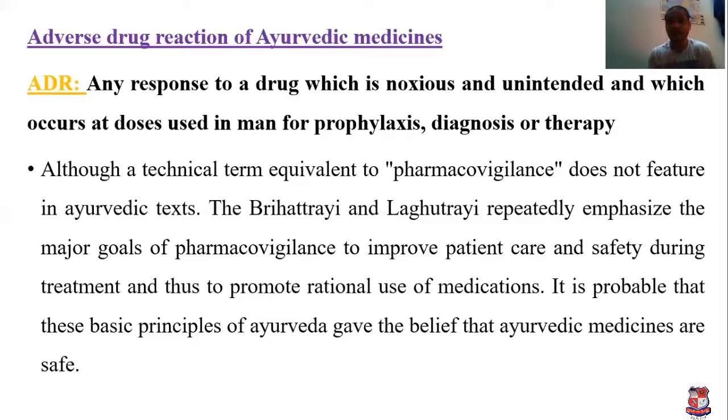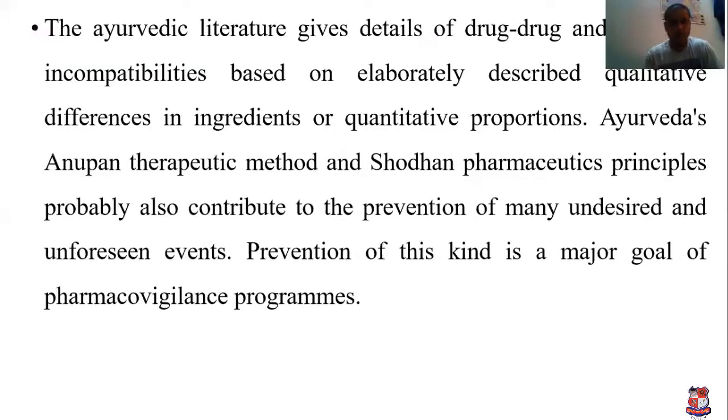Rational use of medicine is very important whenever we are administering any kind of drug to treat our disease conditions. So nowadays it is very important in the case of herbal drugs. The Ayurvedic literature gives details of drug and drug-diet incompatibility based on elaborately described qualitative differences in ingredients or quantitative proportions. Ayurveda's Anupana therapeutic method and Shodhana pharmaceutics principles probably also contribute to the prevention of many undesired and unforeseen events. Prevention of this kind is a major goal of a pharmacovigilance program.